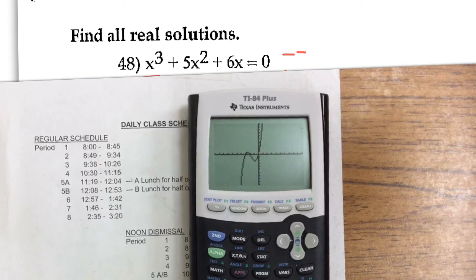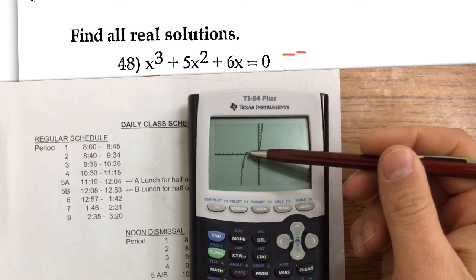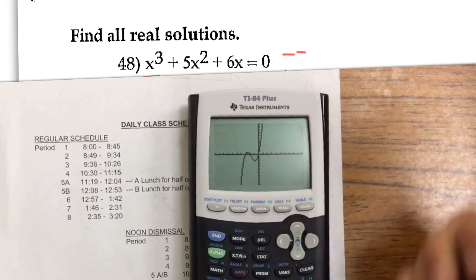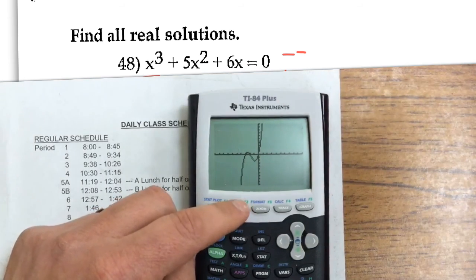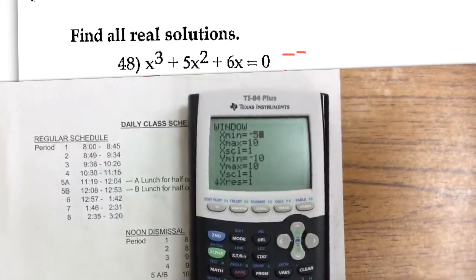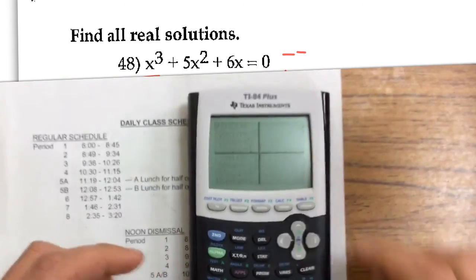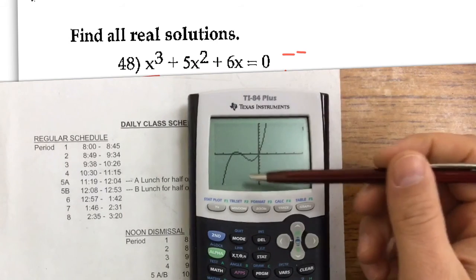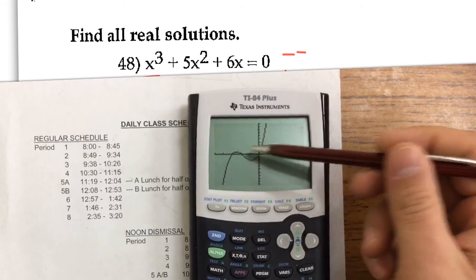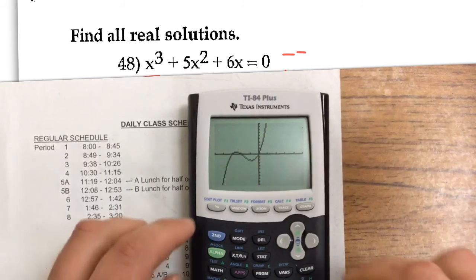The alternative way to finding those zeros, or the real solutions, excuse me, is to find the zeros of the graph from the calculator. Okay, so I might trim this window up a little bit because there's a lot of wasted space to the left and to the right. And now I can tell I'm going to find the zeros of that, that, and that.